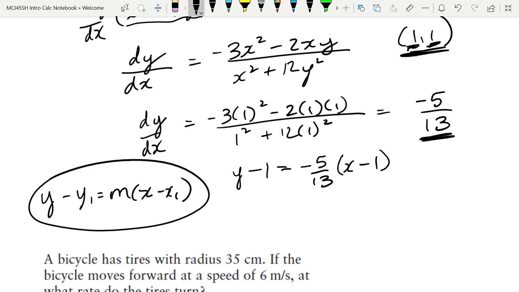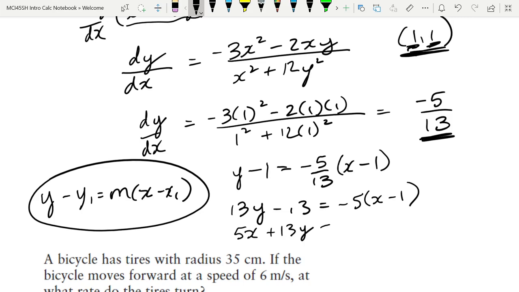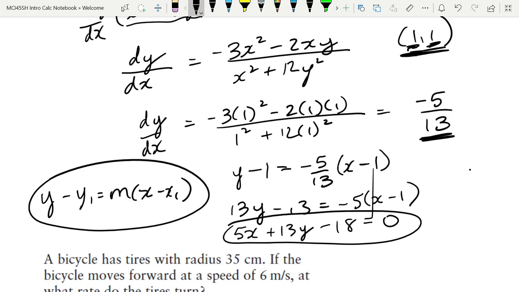Now to get to standard form, I still have some people who goof this up. I would times both sides of the equation by 13, which leaves that. And then I would rearrange and get rid of the bracket. So that's going to be 5x, which is negative on this side, so I'd add it to this side. So I have 5x plus 13y. And then negative 5 times negative 1 is 5. But 5 moved to the other side, so that'd be minus 18 equals 0. And that's what I'm going to graph. So I'm going to graph 5x plus 13y minus 18 equals 0.